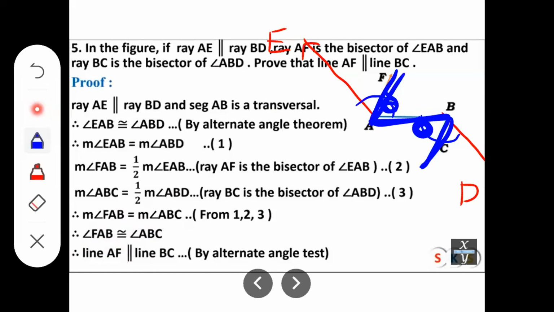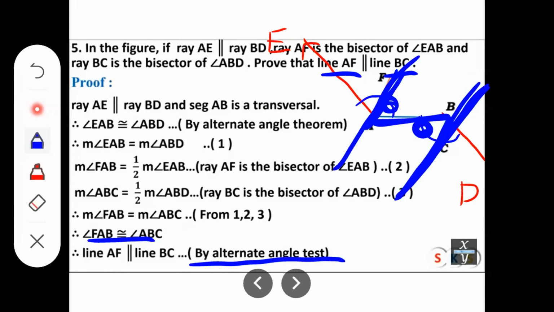See the diagram carefully. Here you can say that these two are alternate angles. And as the alternate angles are congruent to each other, those are with equal measurement, the given two lines are parallel to each other. So those two rays, that means AF is parallel to BC, by alternate angle test. Understood how to write the proof?